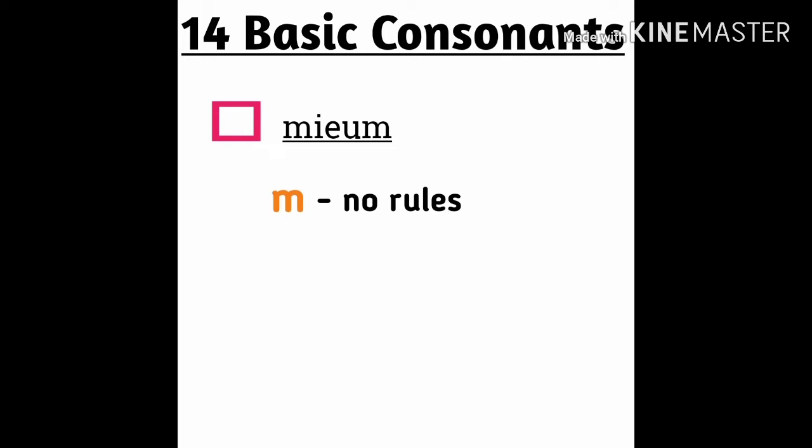Next consonant is the consonant miam. Miam will sound as M. It has no rules, so wherever it's positioned, it's always letter M. For example, this word. Miam is in the first and final position and it always sounds as M. This word will be pronounced as mum.